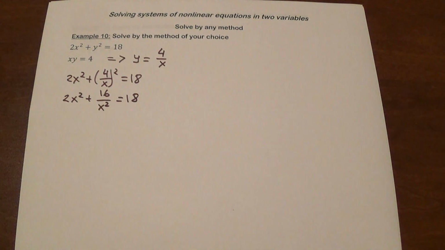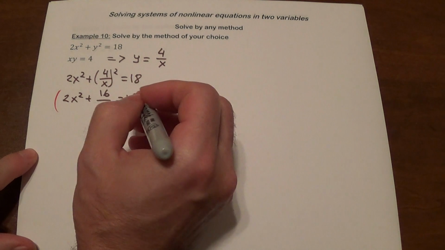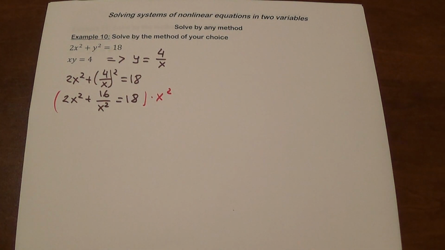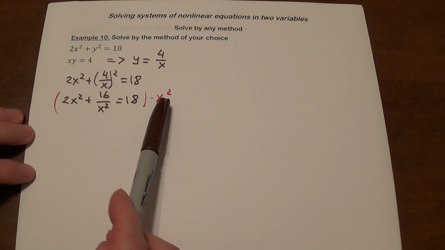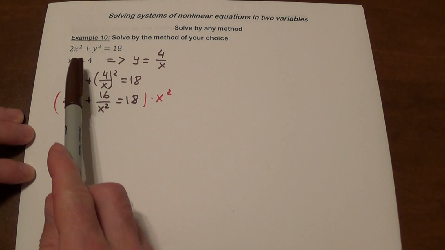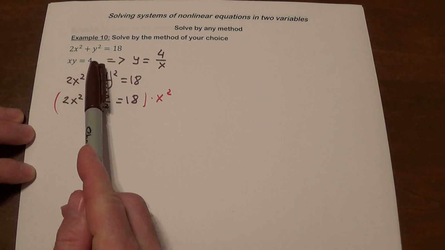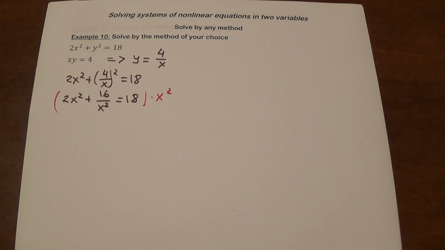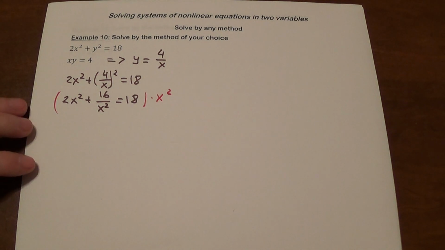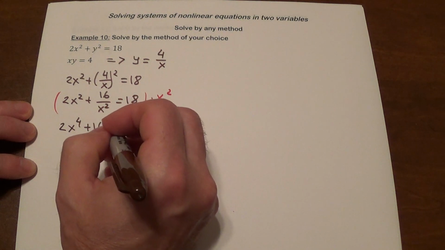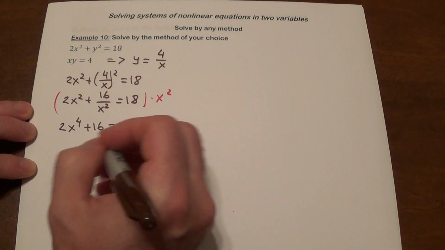And to make this work better, we are going to multiply everything by x squared to eliminate the fraction. And by the way, we can safely multiply by x squared because x cannot equal 0, which would be the problem when we do that. Because if x is 0, this side would give you 0, this side would give you 4. It's not even possible. So what are we getting? We're getting 2x to the 4th plus 16 equals 18x squared.